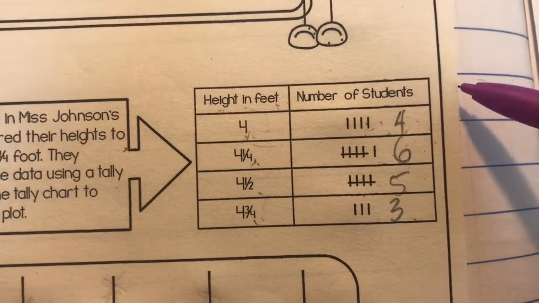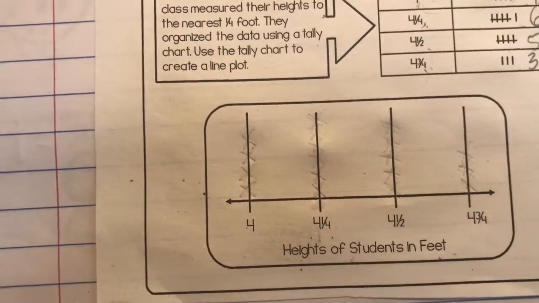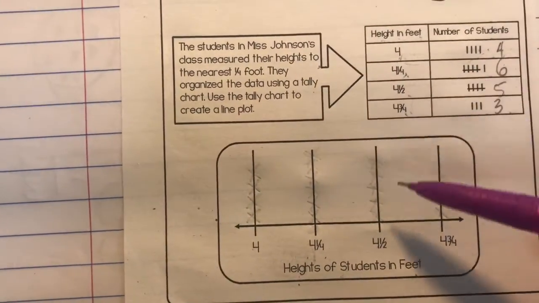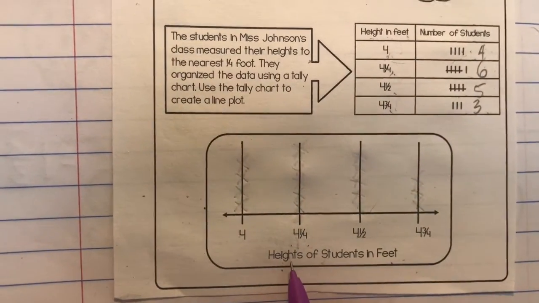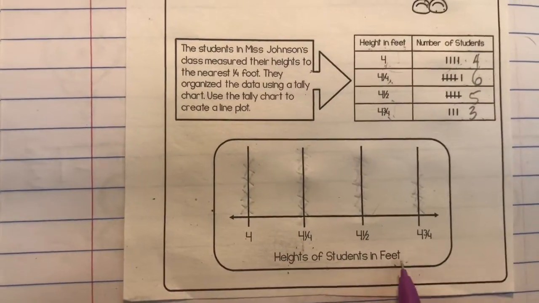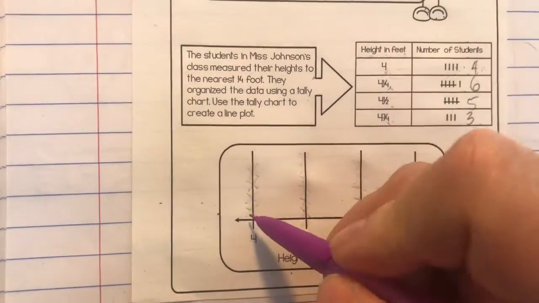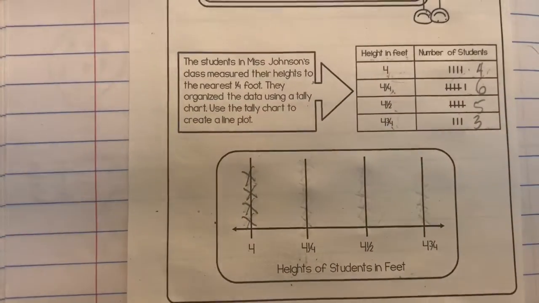Once you have a tally chart like this, then you create a line plot. This is basically what a line plot is. You represent the data that you collected down here on your chart. The title of the chart is heights of students in feet. I'm going to go up. I see I had 4 answers for 4 feet tall, so all I do is make 4 X's to show those answers.